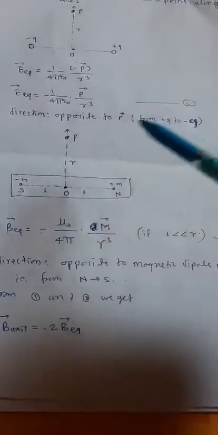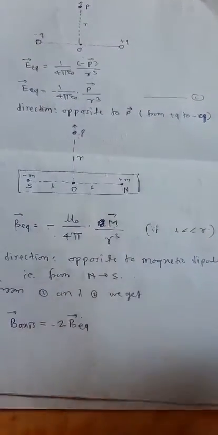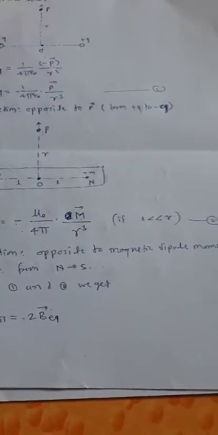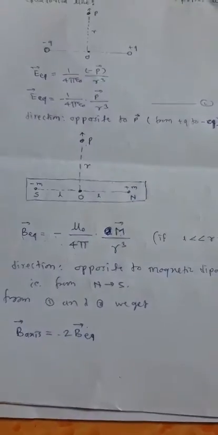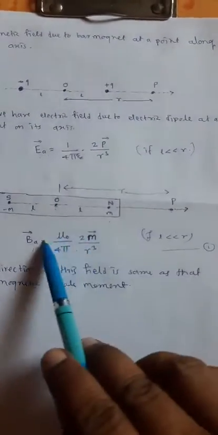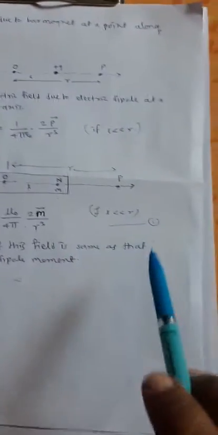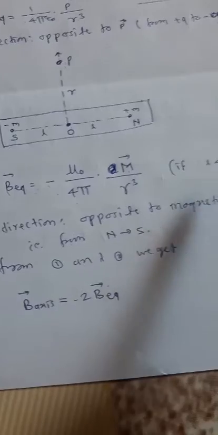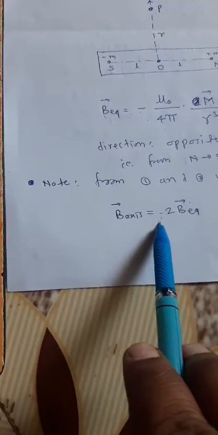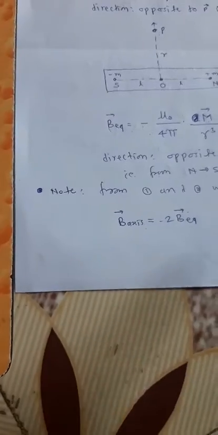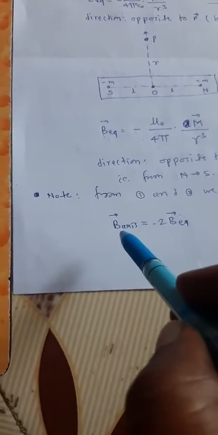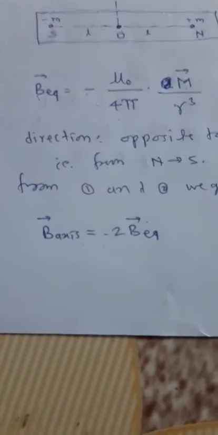From equation 1 and equation 2, we conclude that B axis is equal to minus 2 B equatorial, meaning the directions of these two magnetic fields are opposite to each other, and B axis is twice B equatorial. This is the relation between B axis and B equatorial.